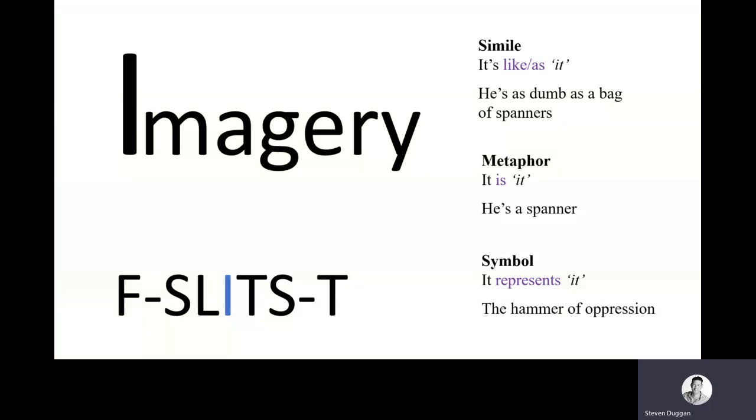And obviously all of these here are to illustrate the next thing we're going to come to, which is the image, the I and the F slits T. Typically in an exam or in general when you examine poetry, there's three key types of images you'd be asked to identify or should know about.